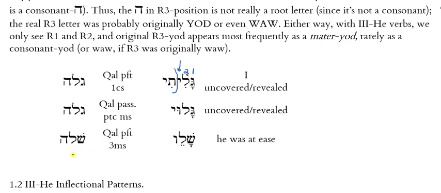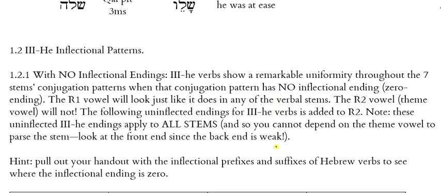And then the verb shalah, the Qal perfect 3MS is shalev. It's a stative verb, but notice here, this is a case where an original root 3 vav has appeared. This is not very common, but it does occur occasionally. He was at ease.